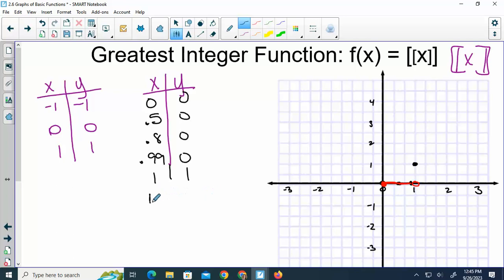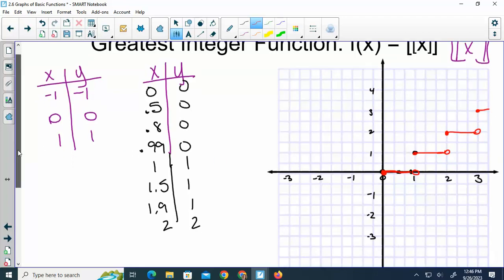If I put in 1.5, what am I going to get out? If I put in 1.9, but when I put in 2, okay, so for this step, I'm going to stay here all the way up until I get to 2, and then at 2, I jump up to the next one. So we put an open circle at (2, 1), closed circle at (2, 2). And then I'm going to stay on this one until we get to 3. And I have an open circle at (3, 2), closed circle at (3, 3). This pattern will continue.